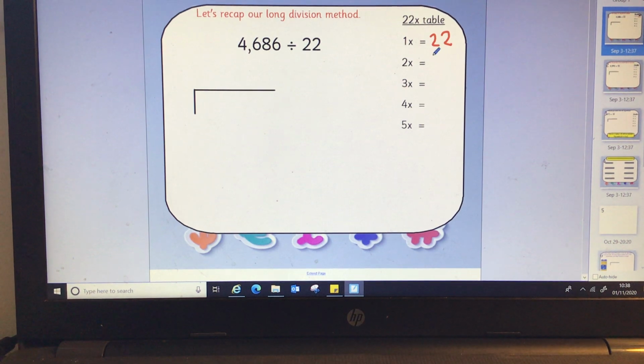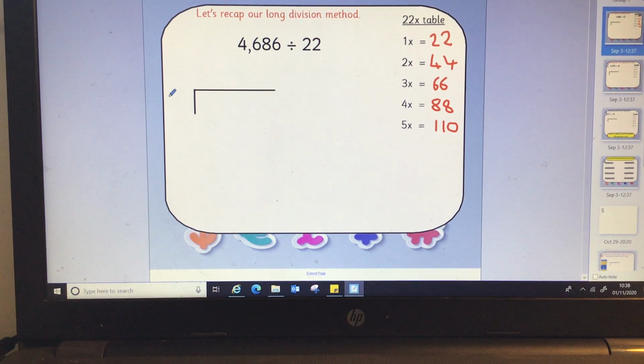Two lots of 22 would be 44. Three lots of 22 would be 66. Then four lots is 88. And finally, carefully adding on another lot of 22, five lots would be 110. We don't go further than that at the moment. We might need to in our question, but it's silly to work out all 10 or 12 of our times tables when we might not need to go that far. Having this starting point is good enough.